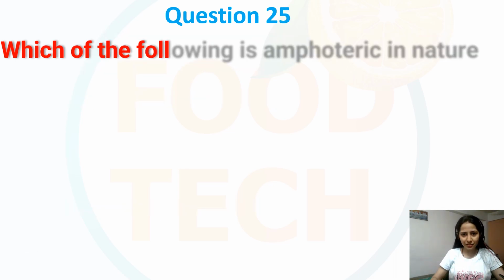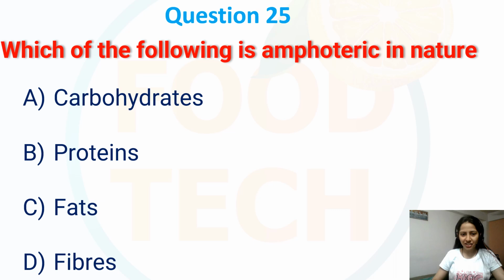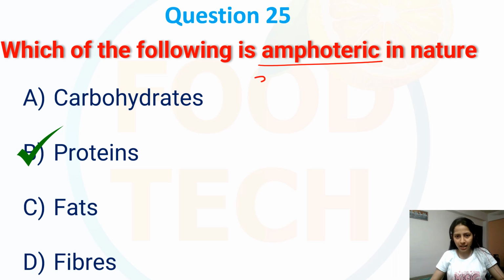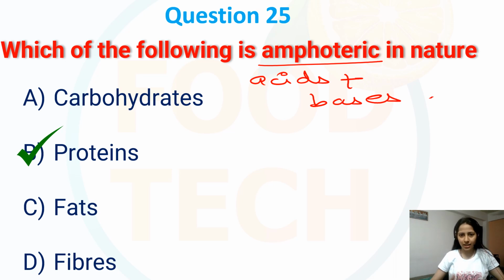So question number 25. Which among the following is amphoteric in nature? Okay, so options are carbohydrates, proteins, fats and fibers. So over here among the following options, option number B will be my correct option. What is amphoteric? So amphoterics are the substances that can act on both acids as well as bases, means they can donate or accept protons depending on the pH of the environment.